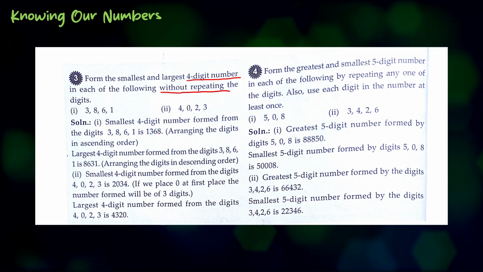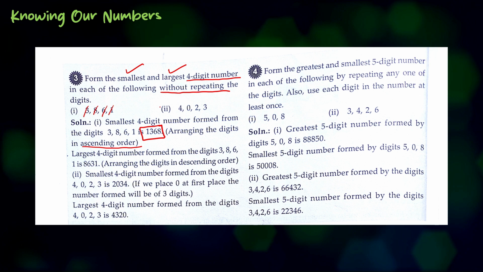Okay, the smallest 4 digit number formed from the digits 3861 is smallest. So which is the smallest number of this? 1. So 1 and then 3, and then 6 and then 8. So 1368, arranging the digits from the smallest. So it is ascending order. So this is the number that we got. Okay, without repeating.